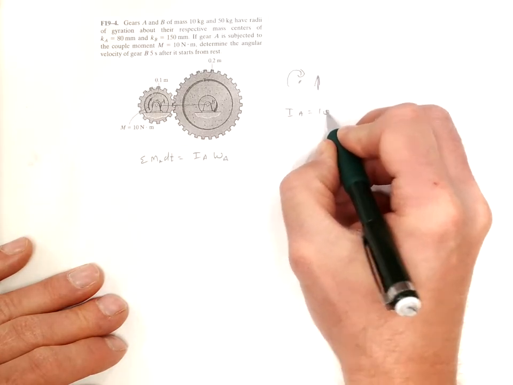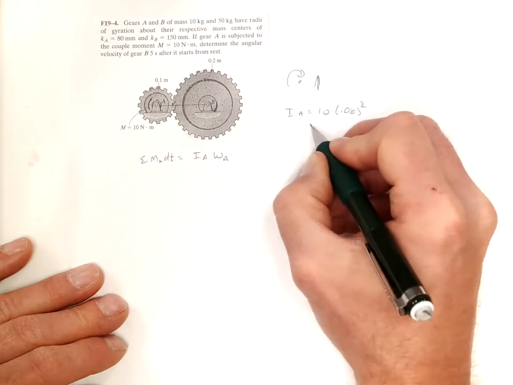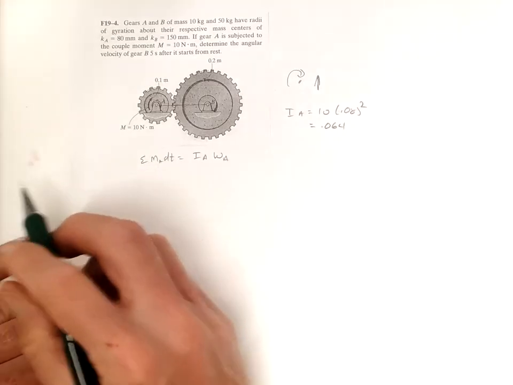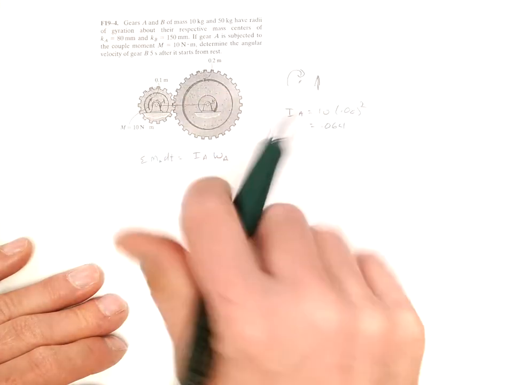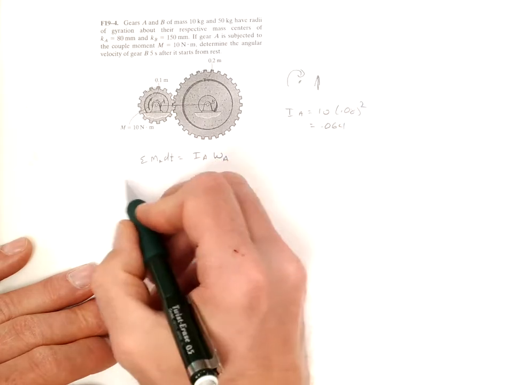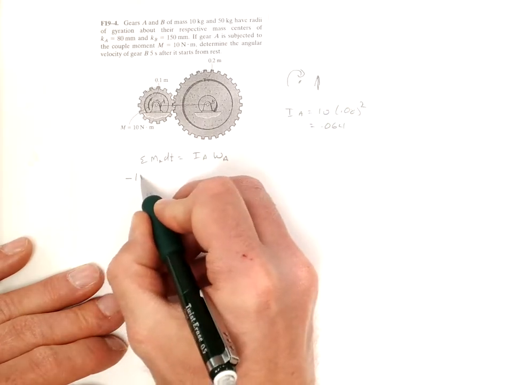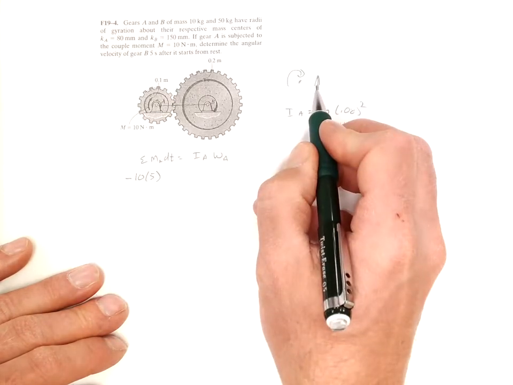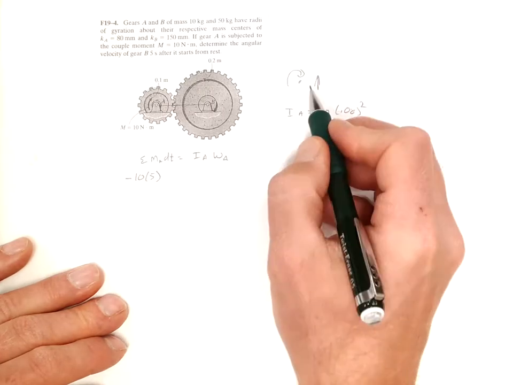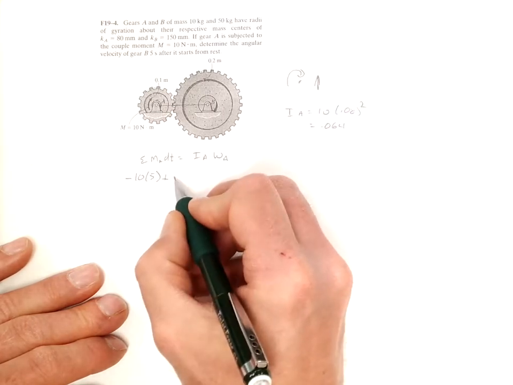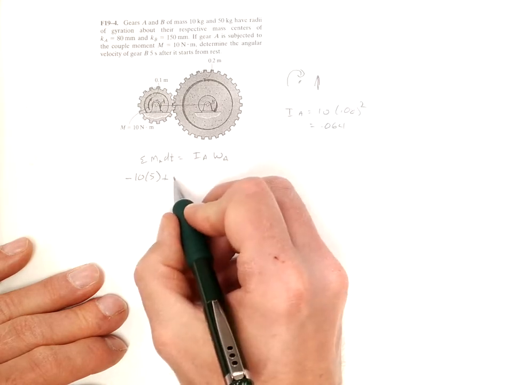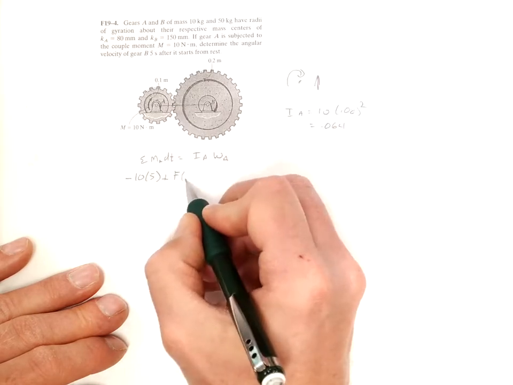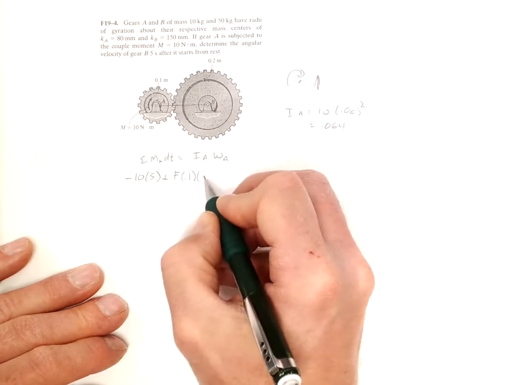I_A equals 10 times 0.08 squared, which is 0.064. So the moment is caused by the 10, in the clockwise direction, so it's negative 10 times time t. Now there's also a moment caused by the force, causing rotation in the opposite direction, so it's plus the force, which we don't know, times the radius, 0.1, times time, which is 5 again.